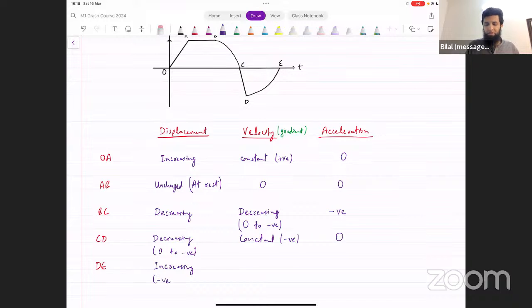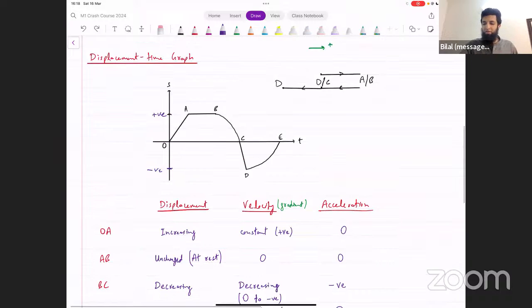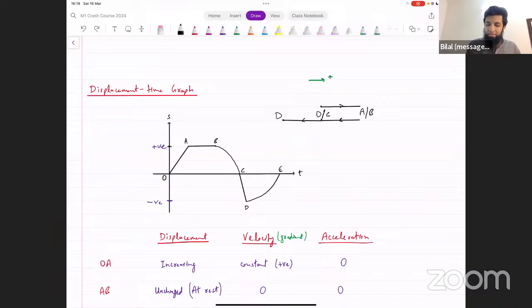Positive gradient does not have anything to do with displacement being positive. So from negative, it's becoming zero. It was initially a negative value, right? And then from a negative value, it's going to zero. That means it's increasing.